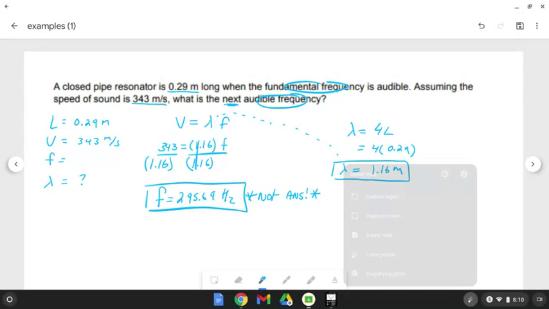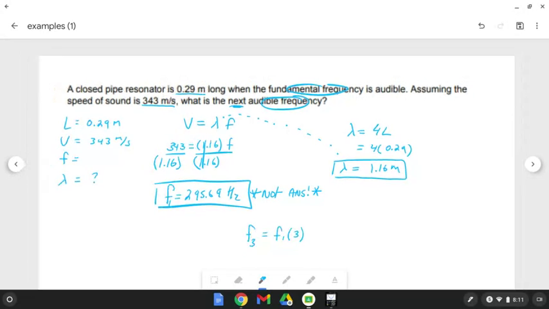We are looking for the next audible frequency. Now remember, we are dealing with a closed pipe. With a closed pipe, the harmonics that you hear are all odd harmonics. So 1, 3, 5, and so on and so forth. For our next audible one, we're just going to say it is 3, because this would be 1. Our next audible frequency for a closed pipe would be the third harmonic, which is just f1 times 3.